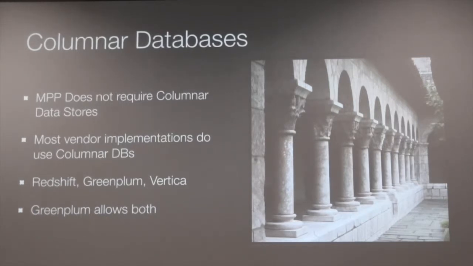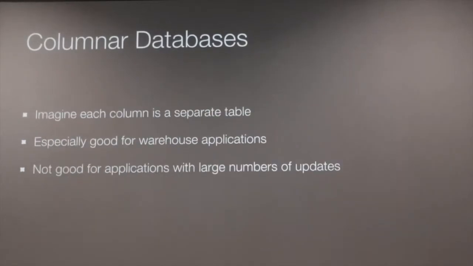Redshift, Greenplum, Vertica all either offer or use only columnar databases. A way to think about columnar databases is that each column in your data set is actually its own table. Each column is sorted separately from each other column. Whereas in a traditional database, the rows are stored together, you access it through your primary key, and you read it. In a data warehouse, you often have pretty wide fact tables.